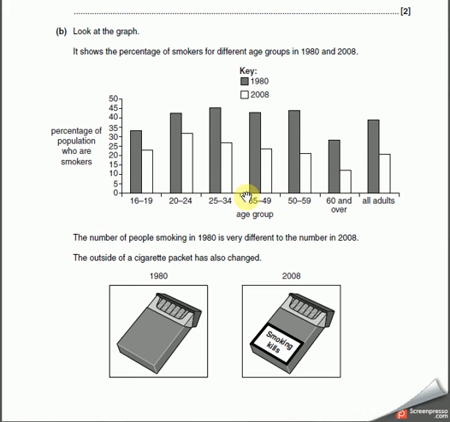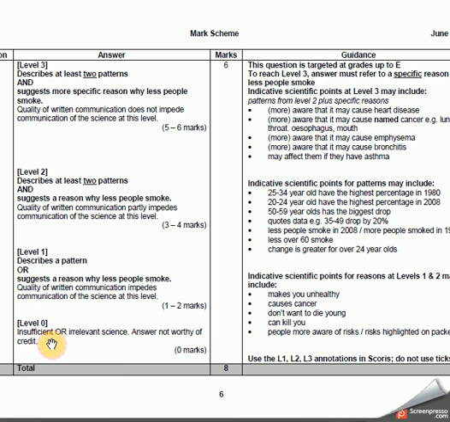Well, why have the smoking numbers changed between 1980 and 2008? I would probably think the most obvious thing is that people are more aware. You've seen all the adverts where you look up the arteries and can see the plaque all built up, so people are more aware of things like heart disease, and more aware that it causes cancer. You can write about how more people are aware that it causes bronchitis and other smoking-related illnesses. So if you describe the graph and talk about it.